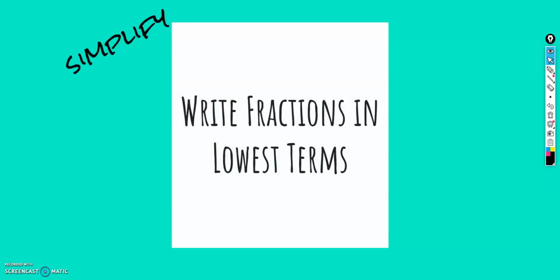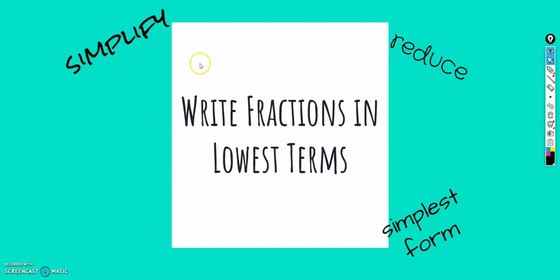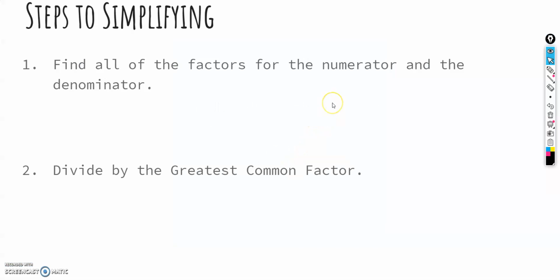Simplify is another term that you may have heard, or reduce, simplest form. All of these things, simplify, reduce, simplest form, lowest term, it means to get the fraction as small as you can. Now, the fraction's still equivalent, but the smallest numbers in the fraction that you possibly can get. So, simplifying. Here are the steps.